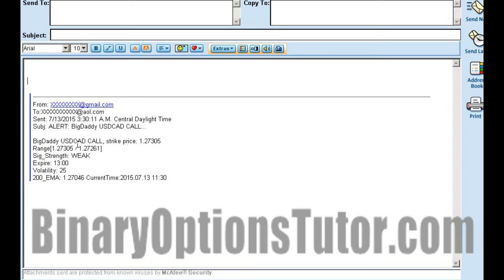We can see this is a dollar CAD. The suggested range was 127.305 through 127.261. Now, this is a call, so we want to get as deep down into the range as we possibly can, and of course try to gravitate towards getting in at the 8 EMA. The rest of the usual data is here.